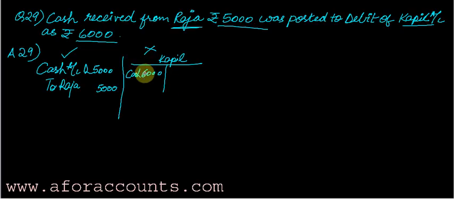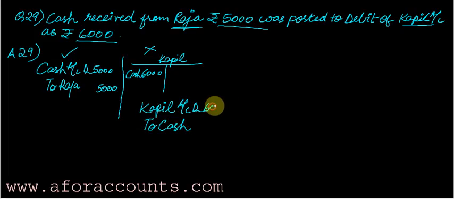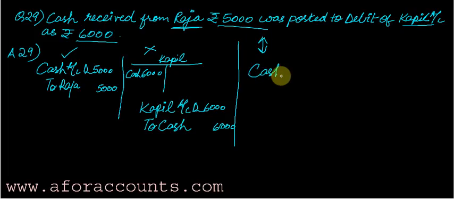So the entry which I have passed is Couple account debit to cash 6,000. Okay, this is the wrong entry which I have passed. I will have to reverse it. I will have to say cash account debit to Couple 6,000.